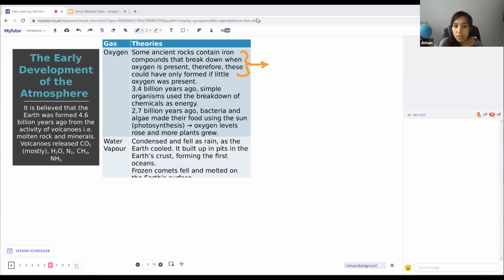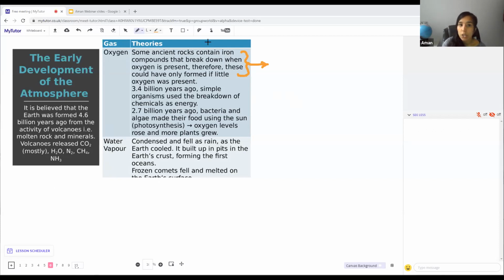Okay, great. So the next gas that we're going to look at then is water vapor. There are two things that we need to know about water vapor. As I said, volcanoes did release some water vapor. They mainly released carbon dioxide, so there wasn't much water vapor. That's why it says mostly here. So they mostly released carbon dioxide, but they did also release a bit of water vapor. And what we know is that when they released that water vapor, it condensed.